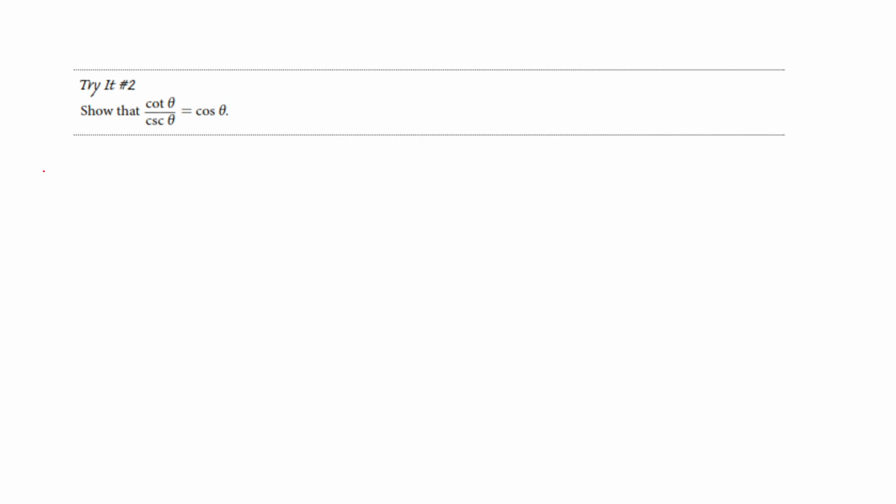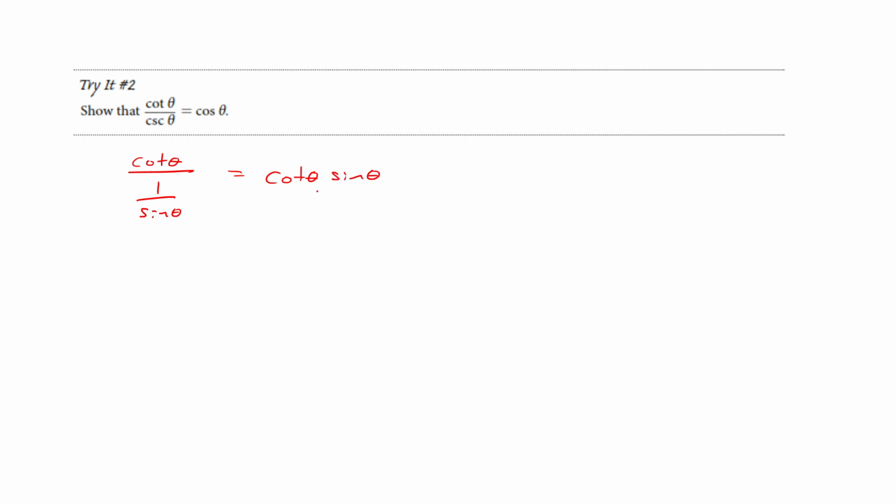Okay, let's try another. Now remember, we cannot multiply across here. This is what we're trying to prove. It's not an established equation. So we could do this several ways. I'm going to start with this substitution. Cosecant is 1 over sine theta. Isn't that the definition? And the reason I started with this is if I have the fraction on the bottom, it'll just move it up to the top.